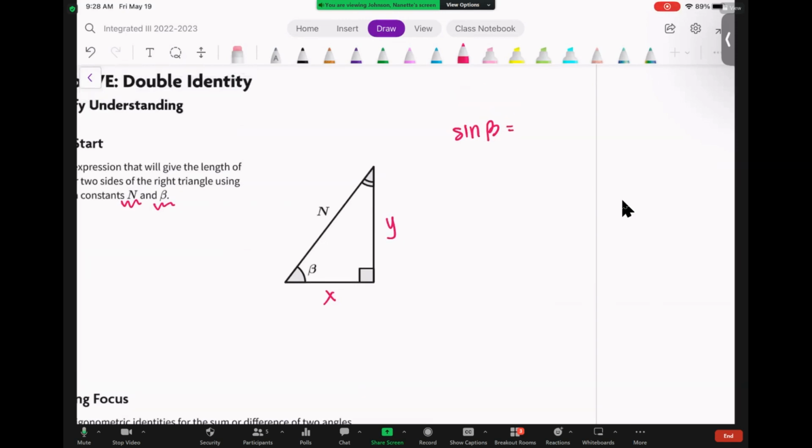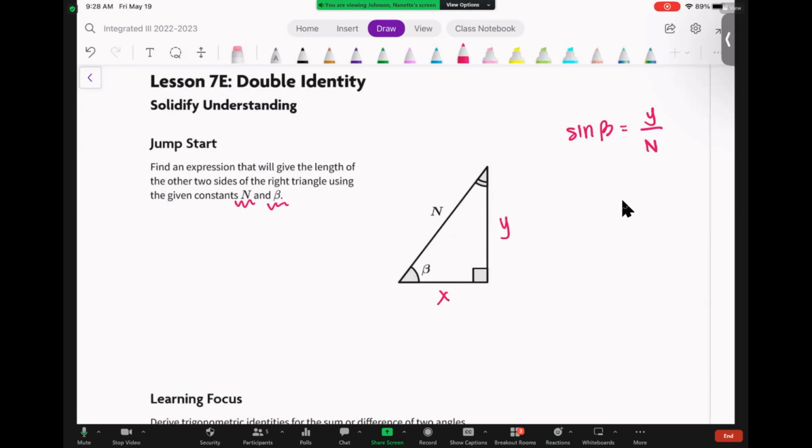So sine of beta equals opposite over hypotenuse, which would be y over n. Okay. But then pay attention. They said find an expression that will give the length of the other two sides. So they want you to solve for y. And you're like, oh, no problem, Miss Johnson. I'll just multiply both sides by n. And then I'm done. Very good. So then y equals sine beta times n. Okay, so it's n sine beta.